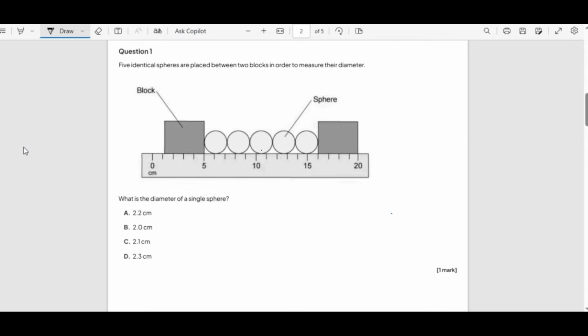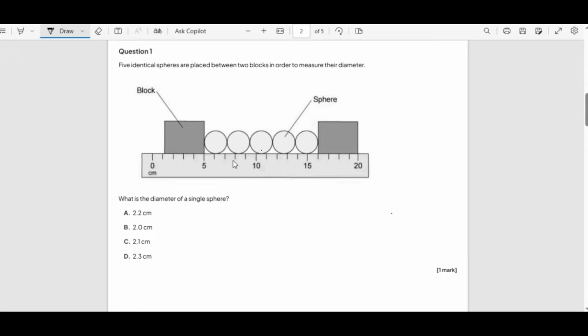Okay, so let us start with the first question. It says that five identical spheres are placed between two blocks in order to measure their diameter. If you can see, there are one, two, three, four, five spheres placed on a main scale between the two blocks, right? And now what has been asked is, what is the diameter of a single sphere? You need to find the diameter of a single sphere.